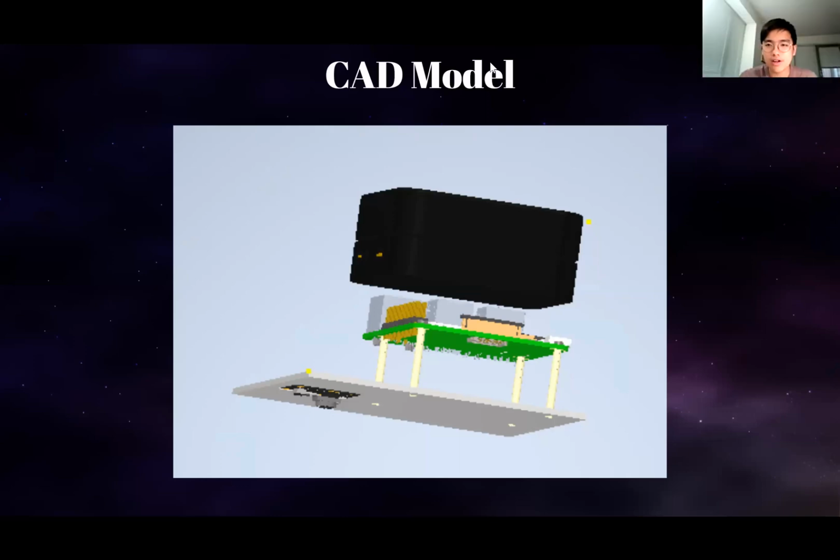So here we have a general CAD model of our CubeSat. And so there's the battery, there's the Raspberry Pi, the Nord camera, and the IMU. And the parts that are not pictured would be the aluminum rails and the acrylic plates and the solar panel.